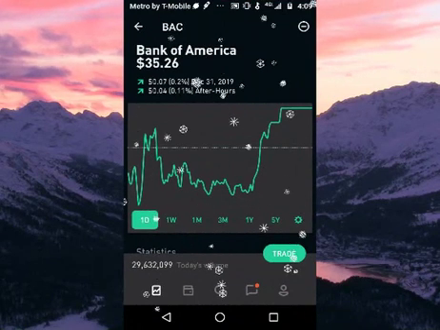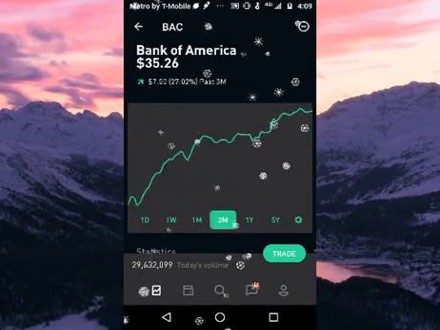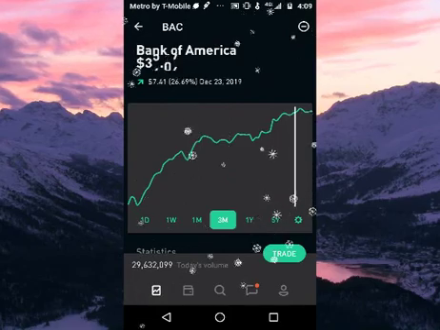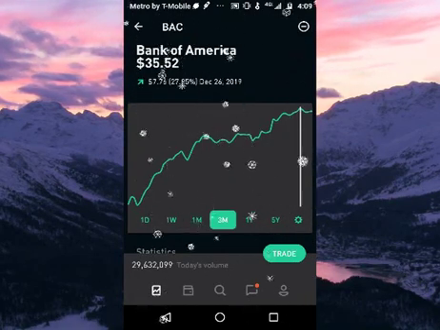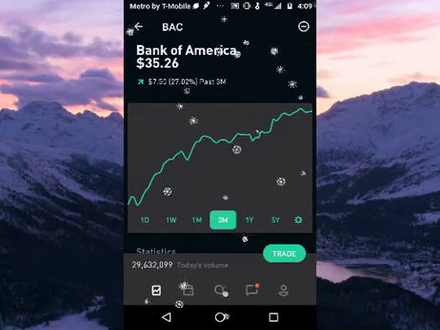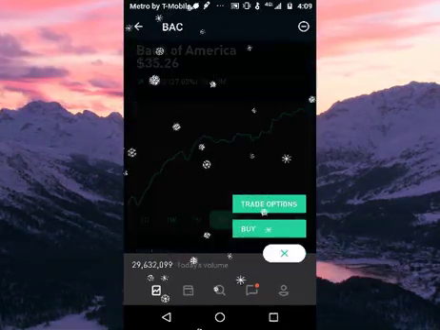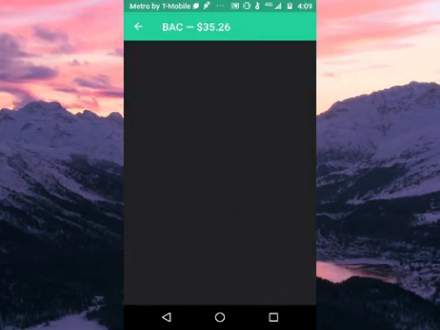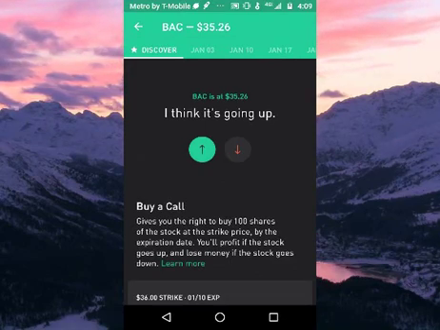America is currently trading at $35.26. After analyzing the chart, I believe that the stock is going to go to $35.52. That is the high that it made on the 3 months chart. So I want to place a trade and go to options and open a call contract with a strike price of $35.50.